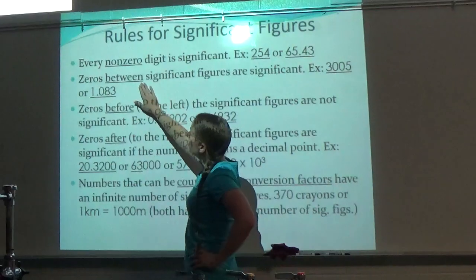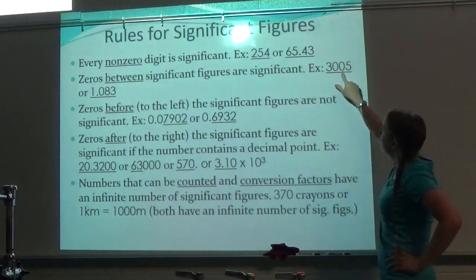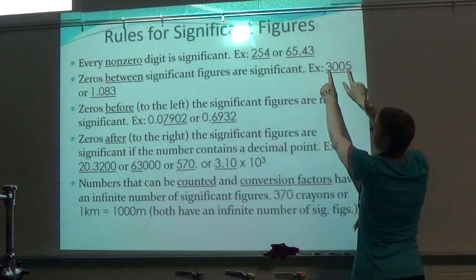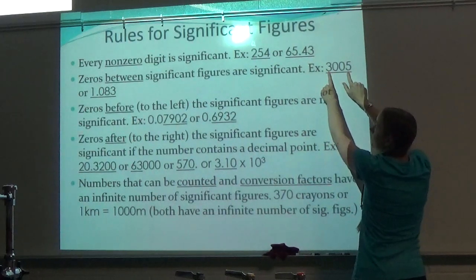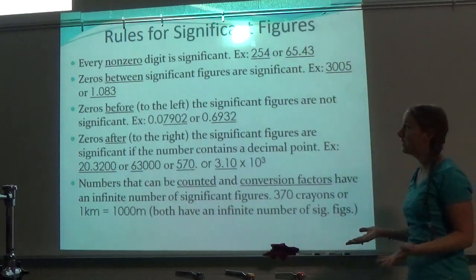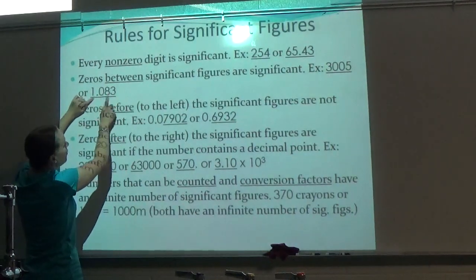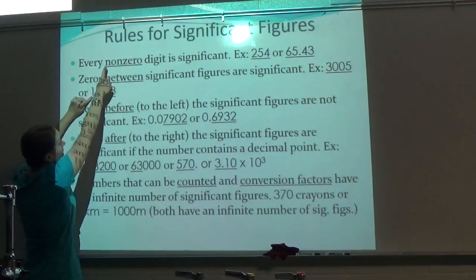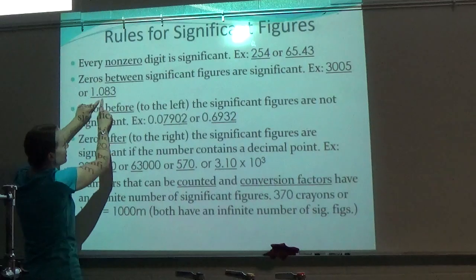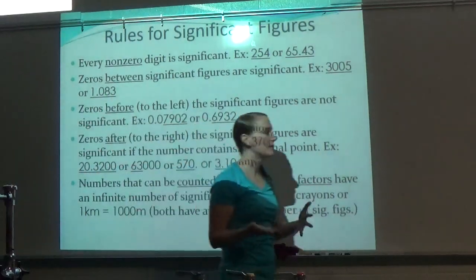So zeros in between significant figures are significant. See how I have 3005? These numbers are significant because of rule 1, they're not zeros. And these zeros are in the middle, so they're also significant. Here's another example, 1.083. 1, 8, and 3 are significant because of rule 1, and the zero is in the middle, so it's also significant. Okay, you'll hear me call them middle zeros a lot.